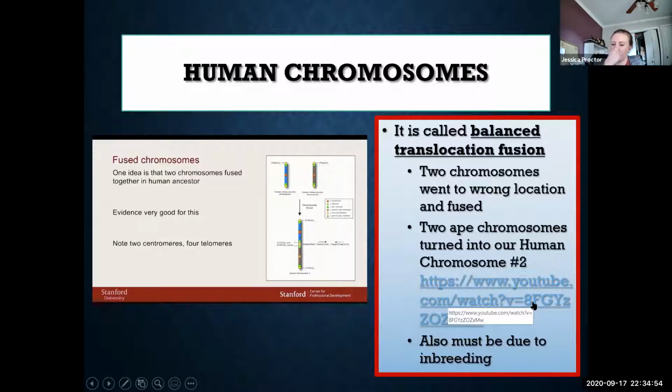It may also be due to some level of inbreeding. So it's a very random mutation that might have really caused or influenced that split. Like I said in previous lectures, we didn't evolve from chimpanzees, but we do share a common ancestry with them. So that translocation fusion could have been what caused that split to occur, what caused the hominin line to branch off from the chimpanzee line, essentially.